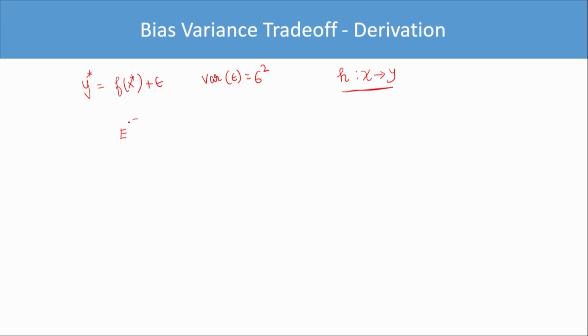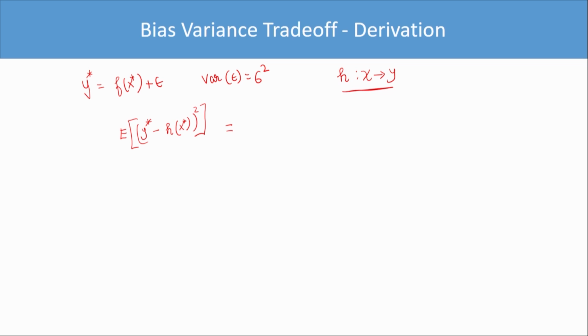In other words, we want to see the expectation of y star minus h of x star squared, where your x star, y star is sampled randomly from the underlying probability distribution from which the data was also generated. So this is what we want. Let's try to analyze this term.